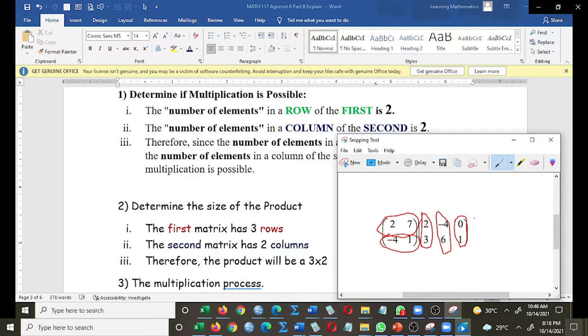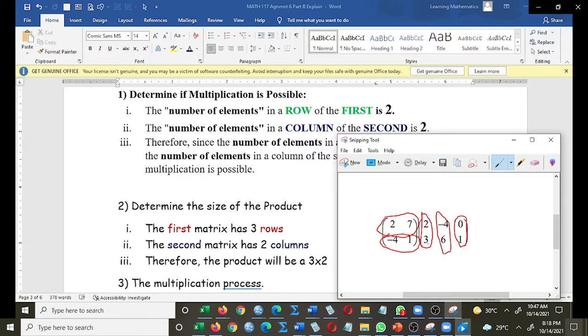When you're going to multiply matrices, the first thing you do is to determine if multiplication is possible. Now you're talking about the number of elements. You identify a row in the first and you start to count: 1, 2. You identify a column in the second and you start to count: 1, 2. Yes, multiplication is possible.